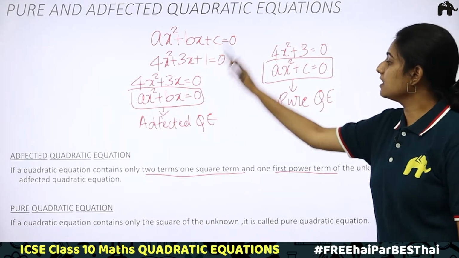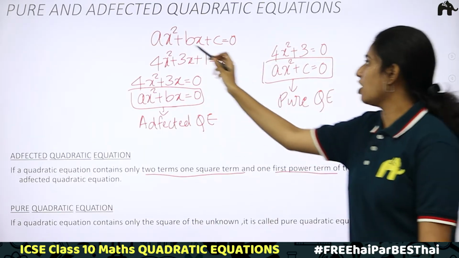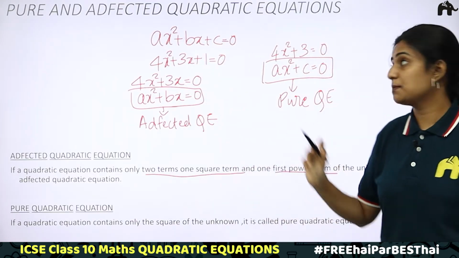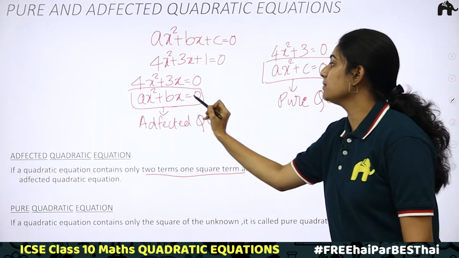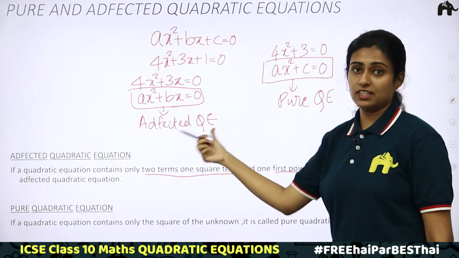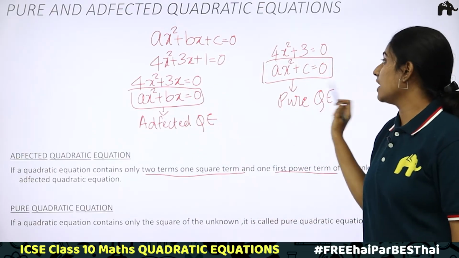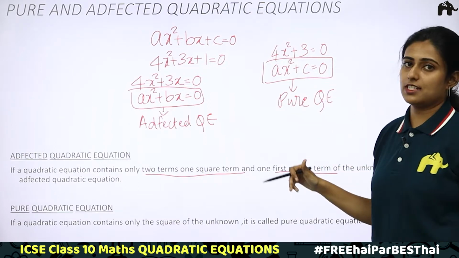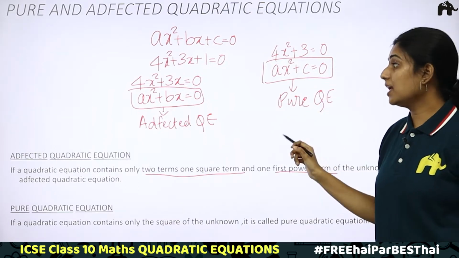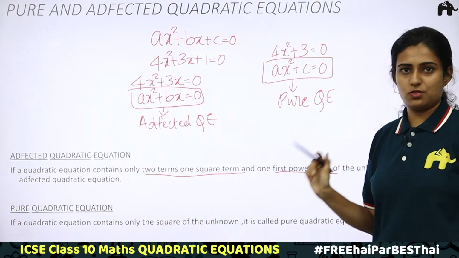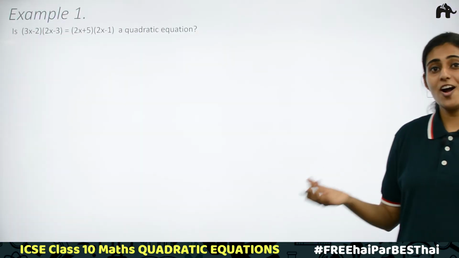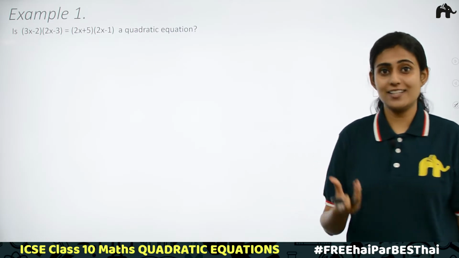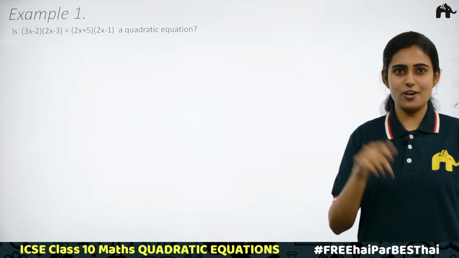Understood? So, these 3 forms are acceptable. That is a normal form, ax square plus bx plus c is equal to 0. This is a standard form. Then, ax square plus bx is equal to 0, that is adfected quadratic equation, and ax square plus c is equal to 0, pure quadratic equations are acceptable. Remember, a should never be equal to 0. b can be 0, c can be 0. Now you all have a clear idea about quadratic equation. We know the standard form of quadratic equation.